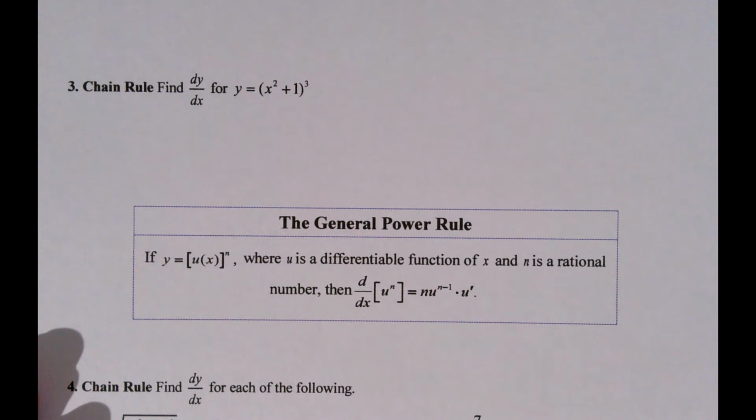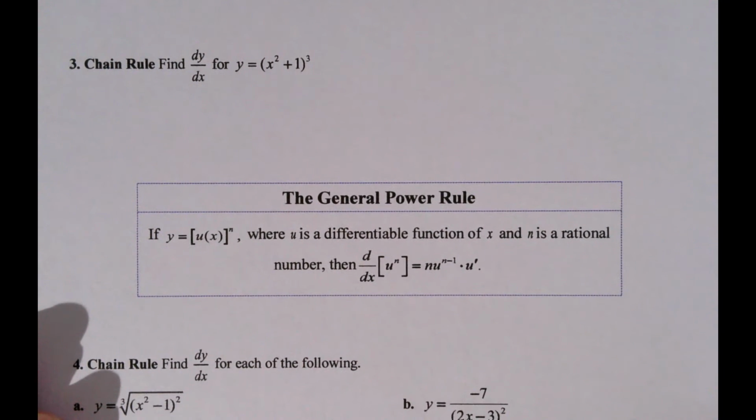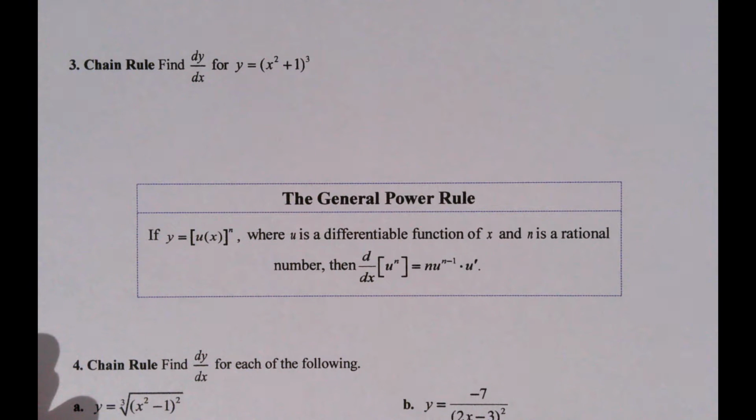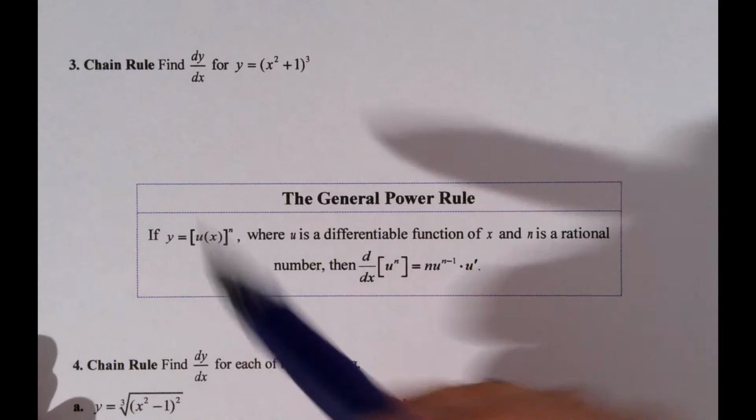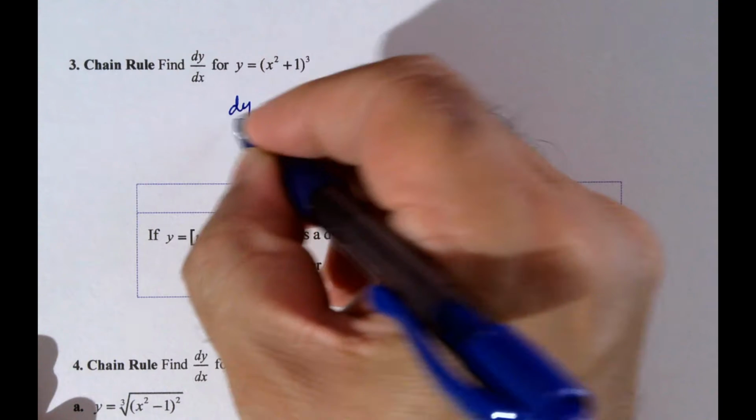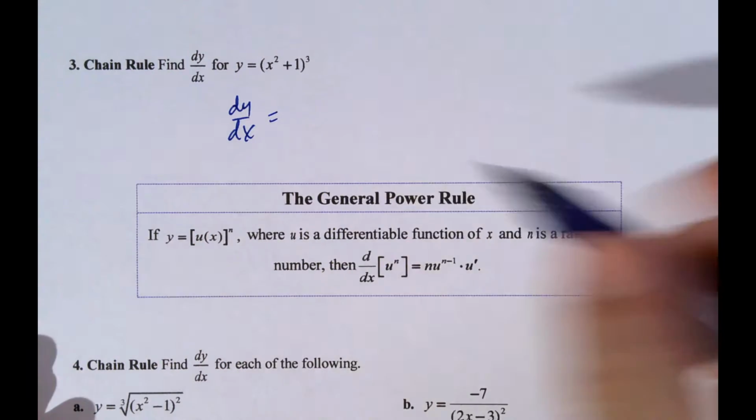This is page 114 of the IB book. All right, so let's see what we got here. We're finding the derivative here. Okay, dy/dx. Remember, that's another notation for derivative.